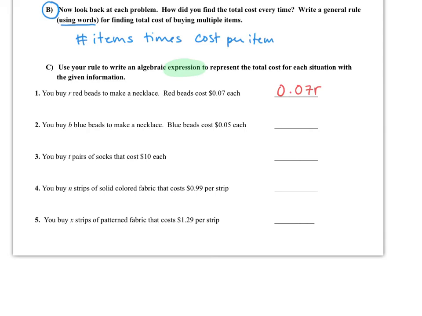0.07 R. And so this is telling me that I can't calculate my cost until I know the number of red beads, but once I know it, I would multiply it by 7 cents. So go through and complete the rest of these for part C 1 through 5.